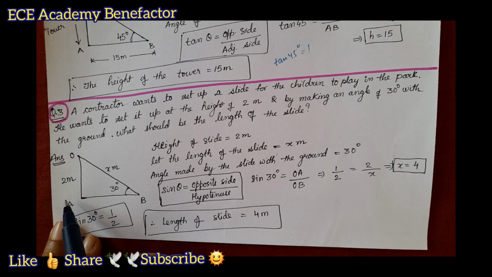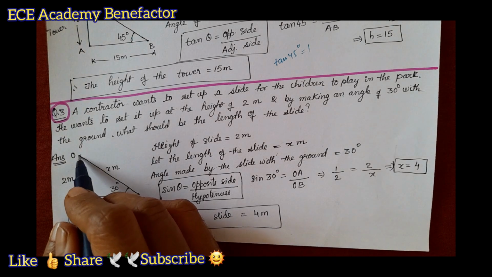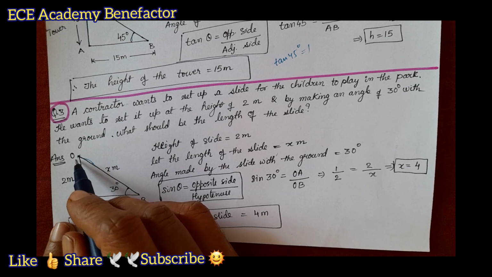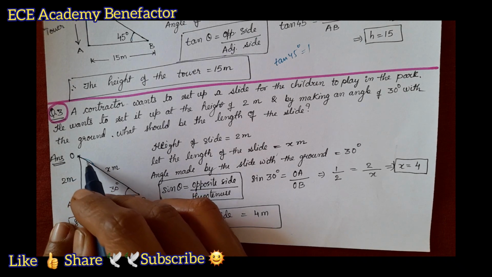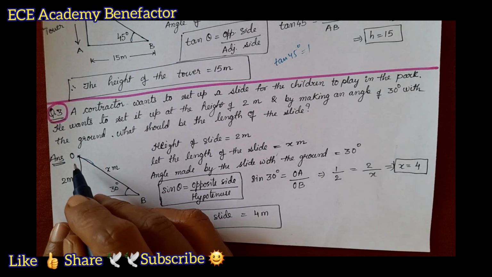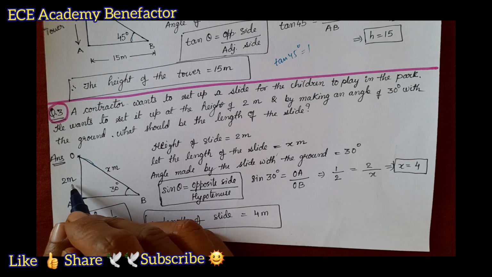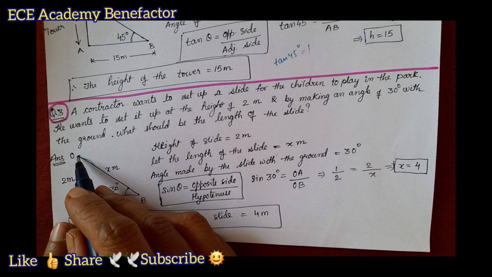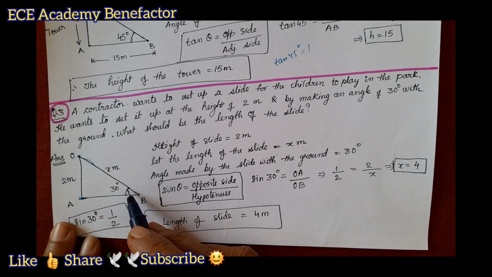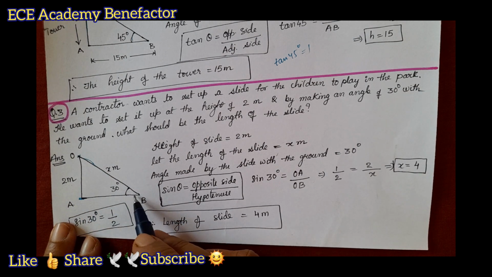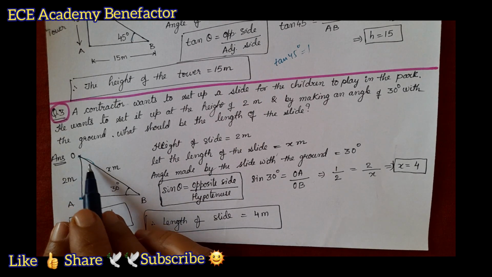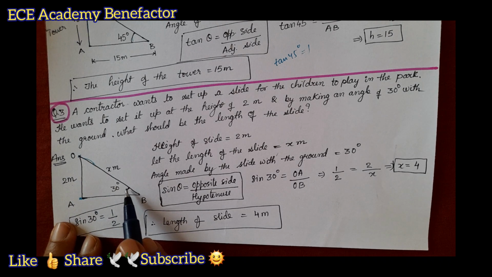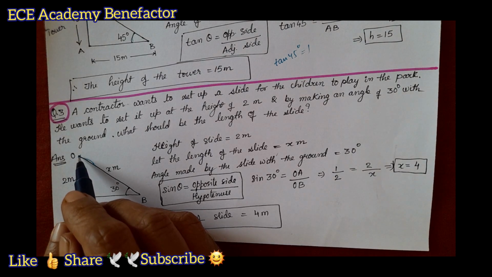The solution starts. A contractor is planning to set up a slide so that the children can play in the park. So, what has he decided? The height of the slide from the ground should be 2 meters. Children will sit and slide. So, the height of the slide with respect to the ground is 2 meters. And to make this slide, he decided to take an angle of 30 degrees with respect to the ground. What do we need to find now? What should be the length of this slide if it is making an angle of 30 degrees with respect to the ground? So, this is how the diagram is.